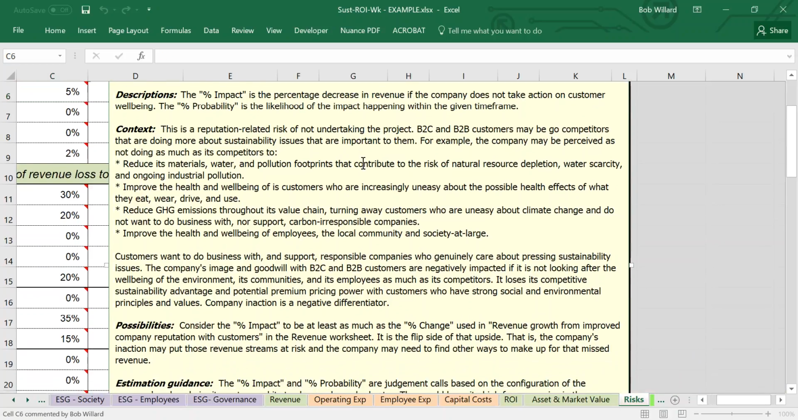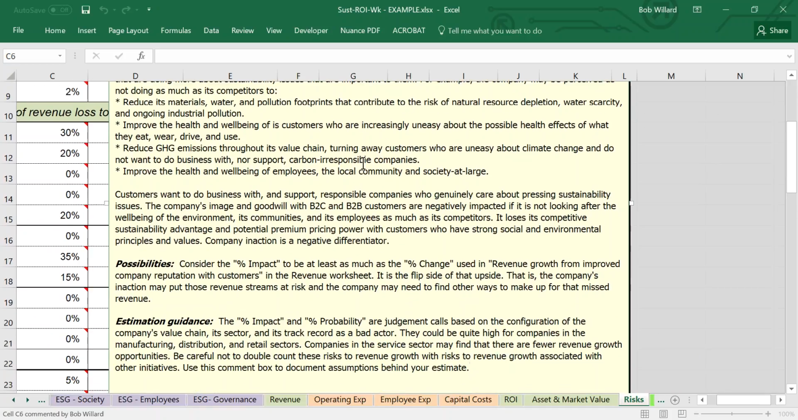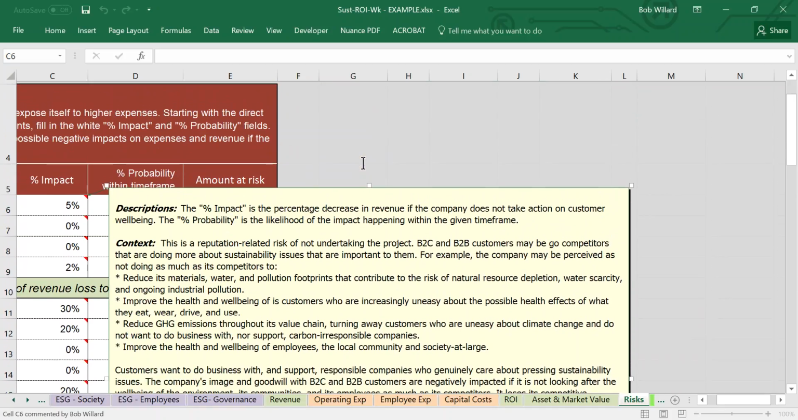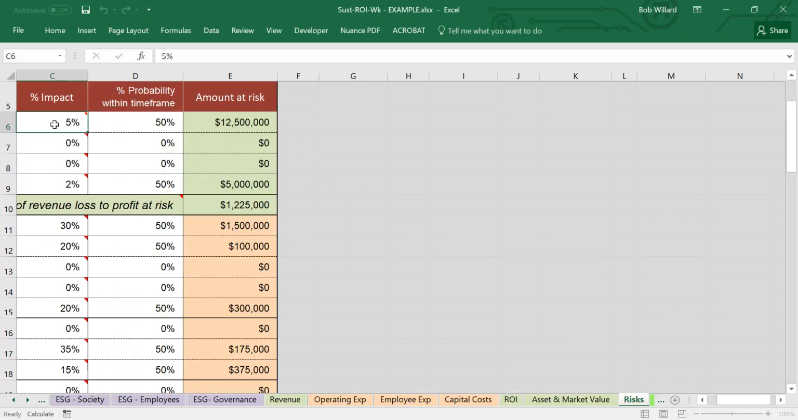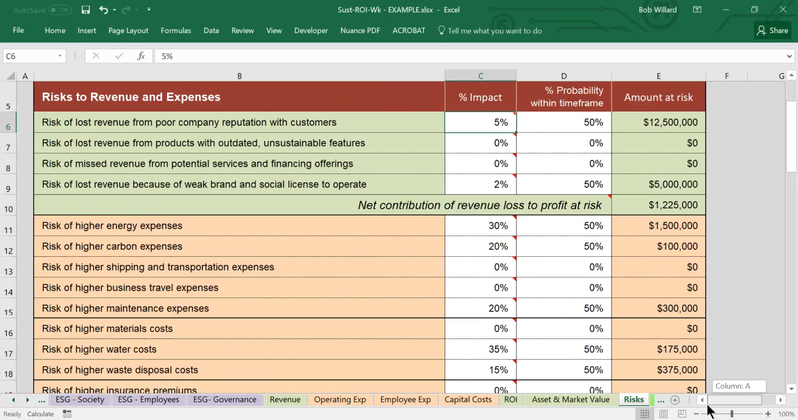That gives you a chance to see the whole comment, scroll through it, take advantage of whatever guidance there is relevant to your particular situation. When you're finished with it, click on it again and scroll back. So what you do is you go through the revenue line items that way, the energy, carbon, etc. operating expense line items that way.